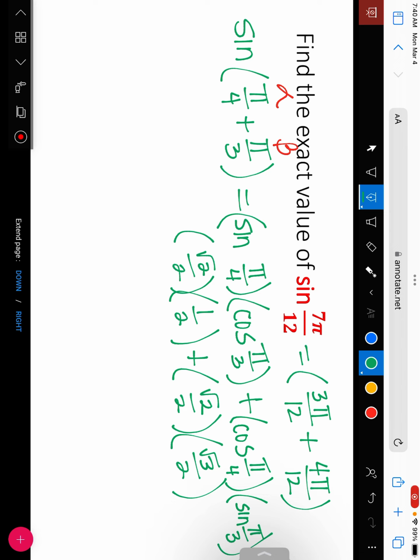It'll tell you the answer. It'll say that it's negative root 6 plus root 2 over 4, which is why you cannot use the calculator for the first couple chapters. But we're almost finished with our unit circle.